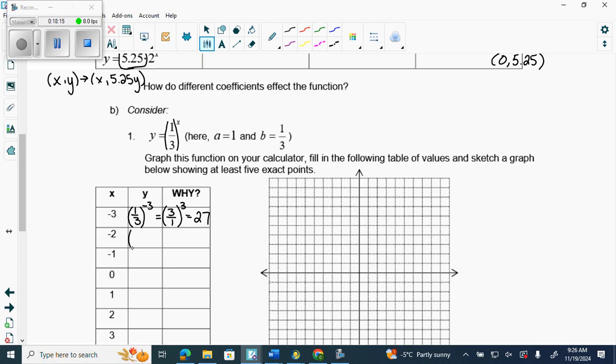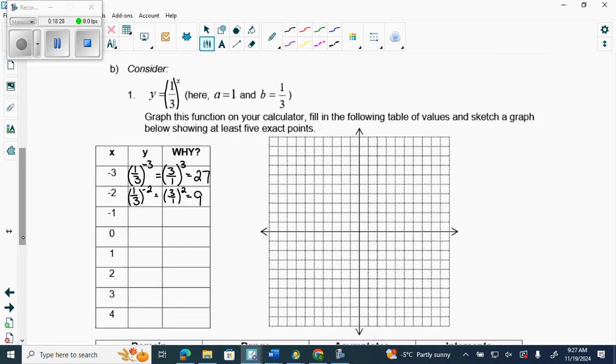This one, you're going to get 1/3 to the -2, which is the same as 3/1 to the 2, which is 9. So we're starting off at a bigger number and getting smaller. Does it make sense? This is a decay function. That makes sense. Yes? It should be getting smaller as we're moving along in time. 1/3 to the -1 is the same as 3/1 to the 1, which is 3. 1/3 to the 0. What's anything to the power of 0? 1. 1/3 to the 1 is 1/3.